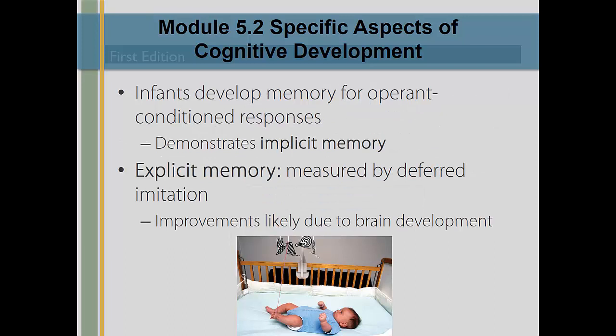As demonstrated in experiments, infants develop memory for operant conditioned responses throughout infancy. This demonstrates implicit memory, the unconscious learning of a response. Explicit memory is the conscious, deliberate recall of events or experiences and can be measured through deferred imitation. Infants show gradual improvements in explicit memory over time, likely due to changes in brain structures associated with memory.